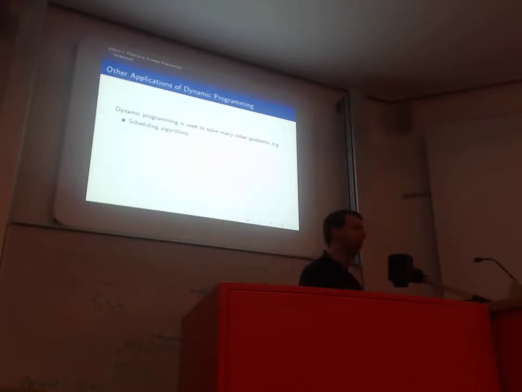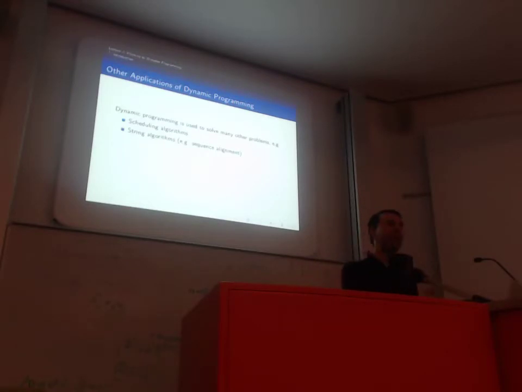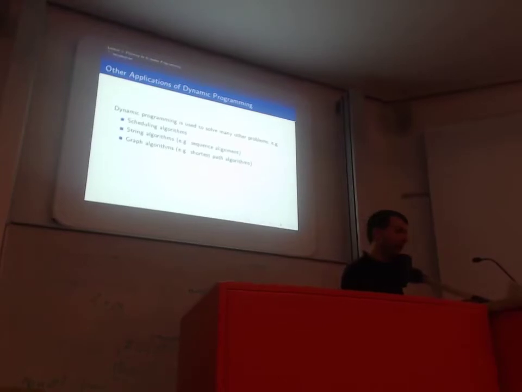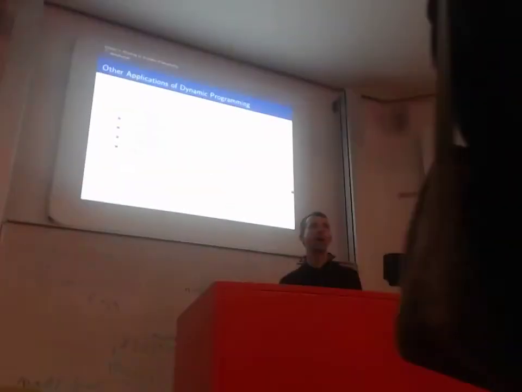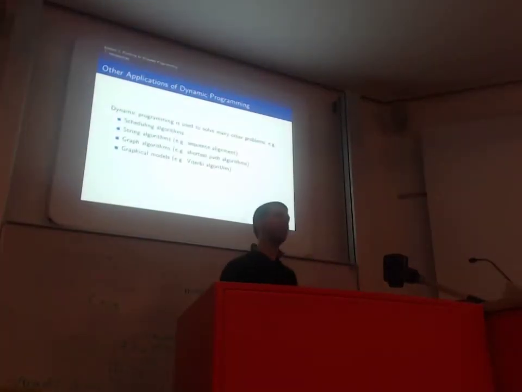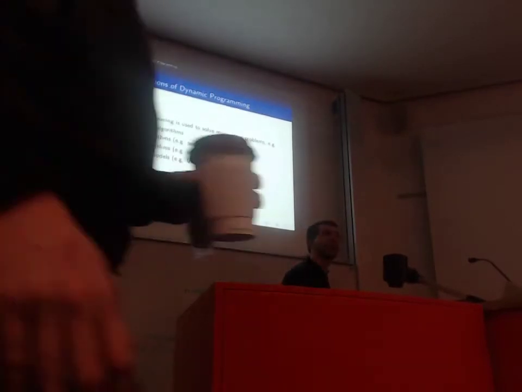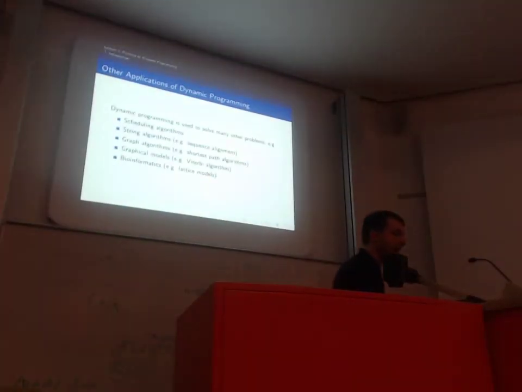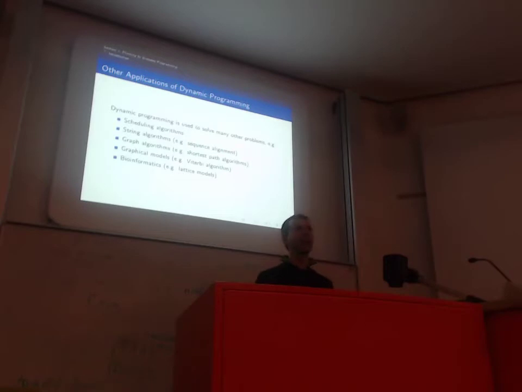is just one of them. Some examples which you might come across might be scheduling algorithms, string algorithms like sequence alignment. These are very popular now with genetics. Graph algorithms like shortest path algorithms and so forth. Graphical models. You may have come across something called the Viterbi algorithm. Well, actually, that's another instance of dynamic programming. Bioinformatics, we get things like lattice models.